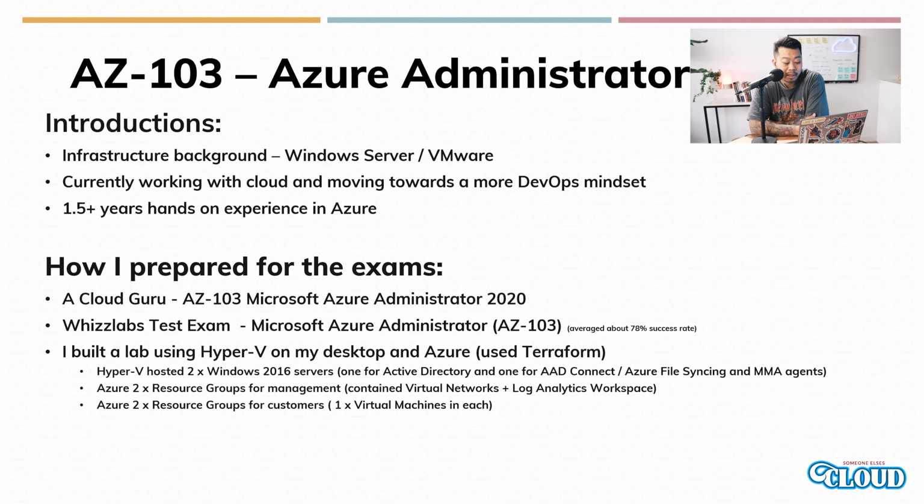So next up, my lab. I enabled Hyper-V on my Windows 10 PC, and I used that to mimic an on-prem scenario, which had Active Directory, and I used another server to run AAD Connect, Azure File Sync services, and the MMA agents. That was quite handy. There are questions around AAD Connect and syncing methods and things like that.